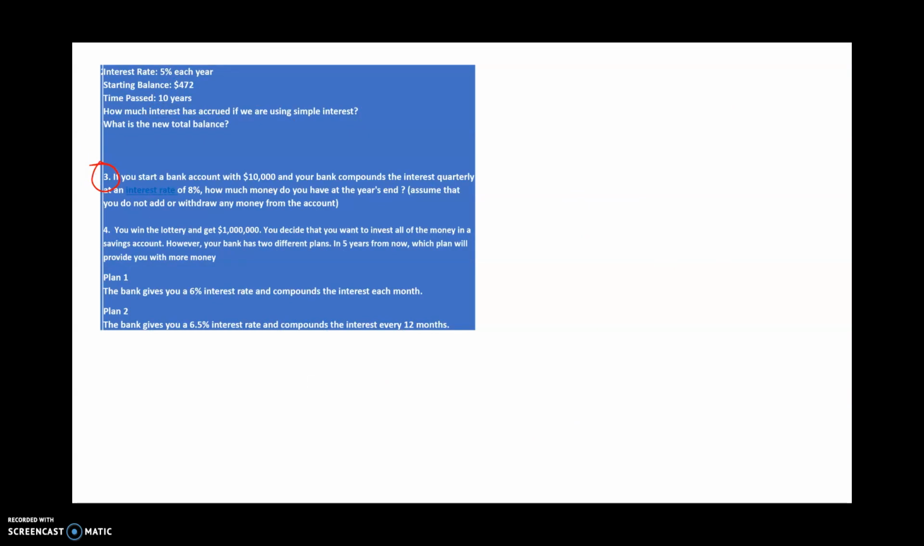So it says, if you start a bank account with $10,000, P, and your bank compounds the interest quarterly, N equals 4, at an interest rate of 8%, how much money do you have at the year's end? Well, that means T equals 1, right? So the equation we will use is the compound more than one time a year problem. You will be given this equation, but it looks like this.